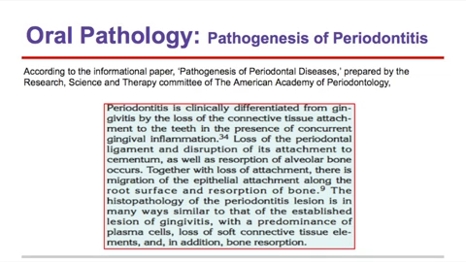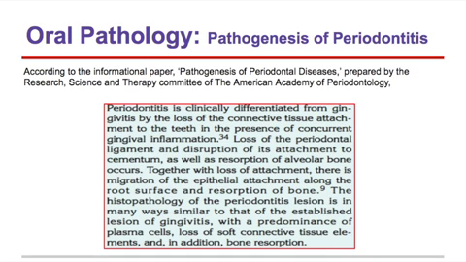Slide number 19 is a continuation of oral pathology in which we will discuss the pathogenesis of periodontitis. According to the informational paper, Pathogenesis of Periodontal Diseases, prepared by the Research, Science, and Therapy Committee of the American Academy of Periodontology.